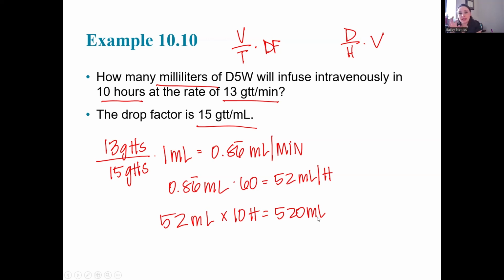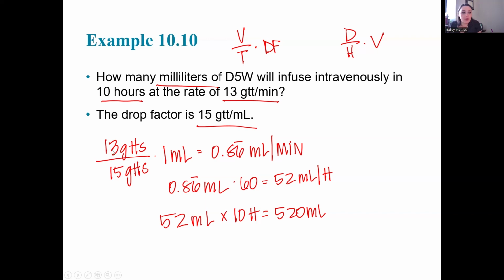Okay. So this one's like a little mix between desired over have and our volume. So we have our desired, which is our order, our have, which is the 15 drops. I think of my have as my rule or what I have literally in my hand and what's on that pump. The pump says 15 mil, that's the drop factor. I gotta have that to use in my formula. Okay. So 13 drops per 15 divided by 15 times our volume. Okay. Do you see where it's coming from?